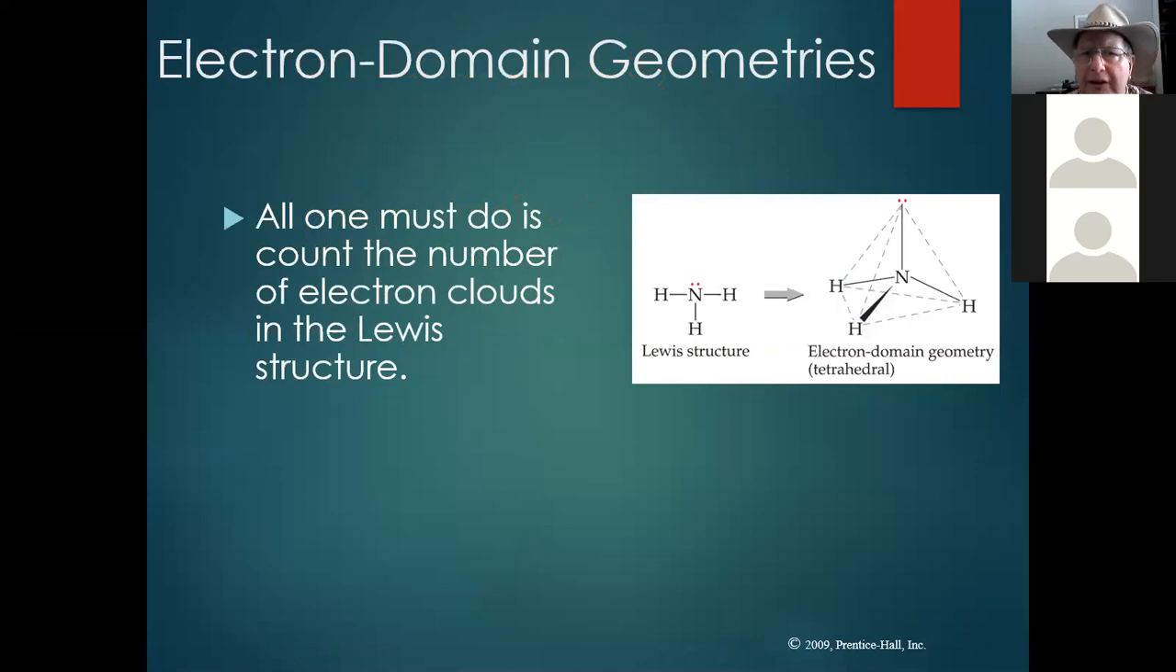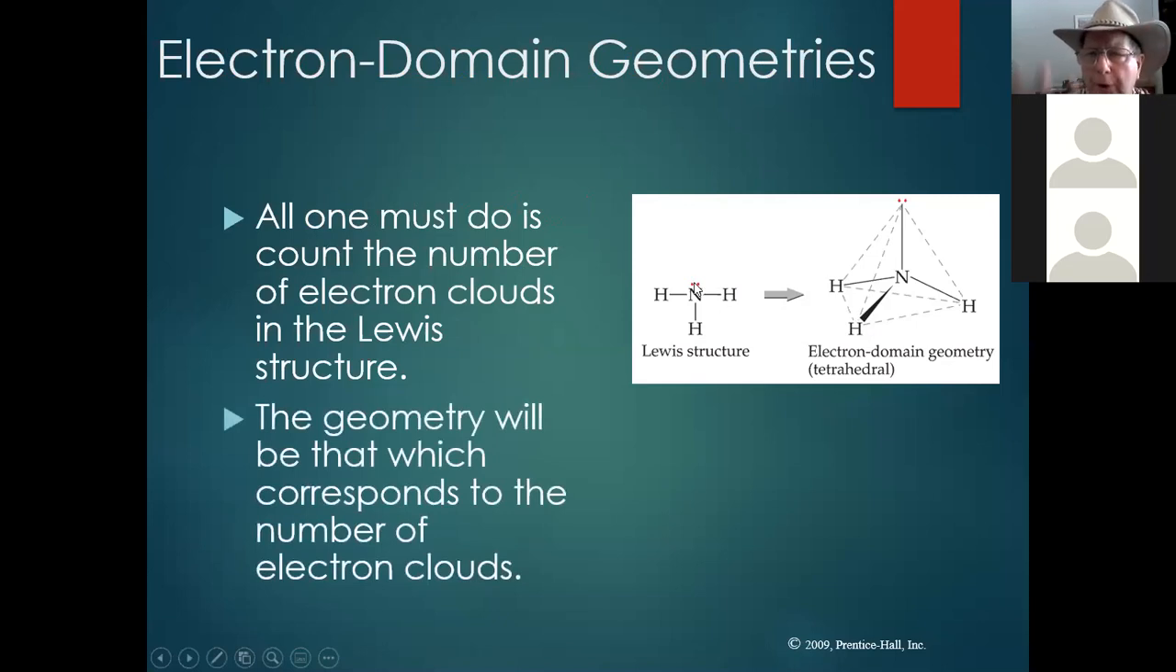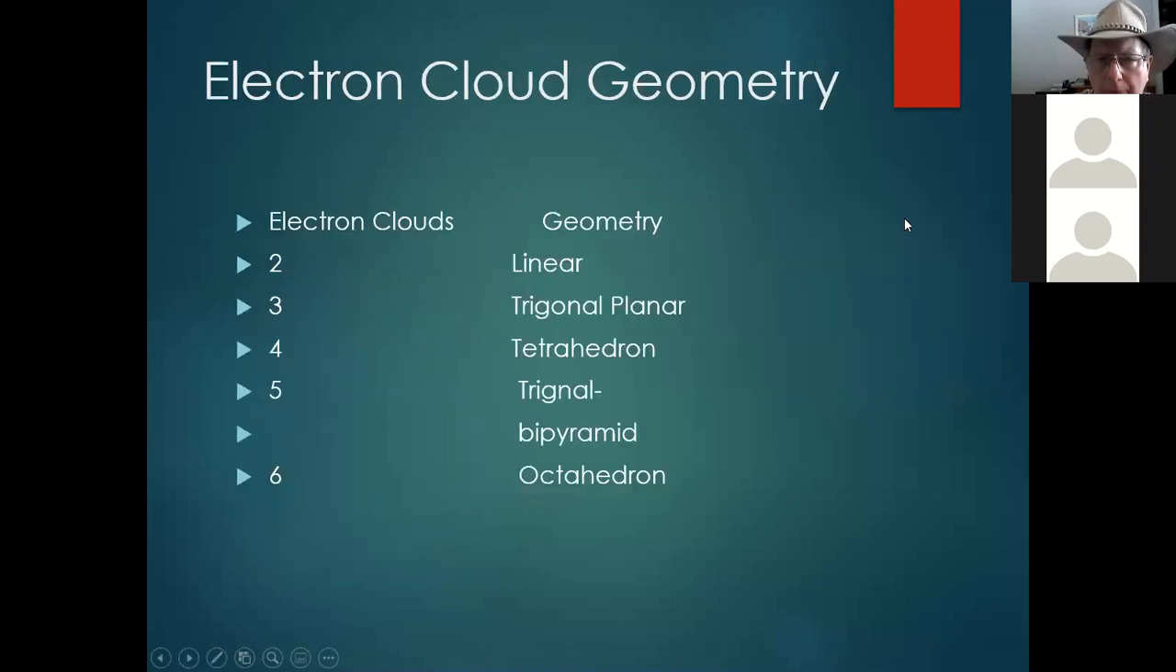So to determine the electron geometry, all you've got to do is count the number of electron clouds around the center atom, and then apply the chart I'm going to give you in a second. Ammonia: 1, 2, 3 single bonds, one lone pair, four things around it. So my electron domain geometry is tetrahedral. Two electron clouds gives me an electron geometry of linear. Three, trigonal planar. Four, tetrahedron.